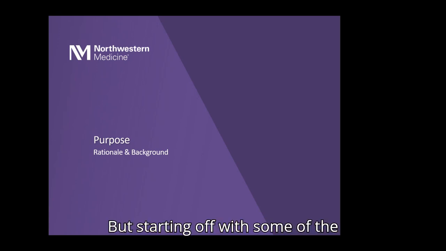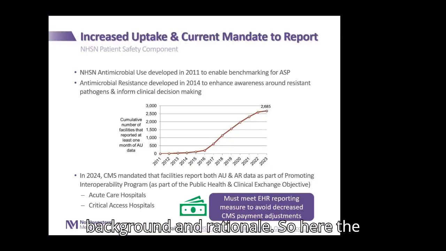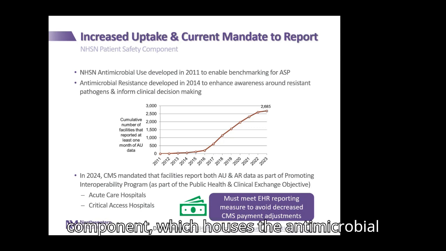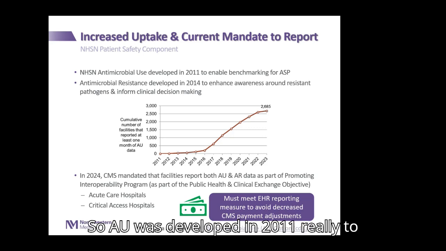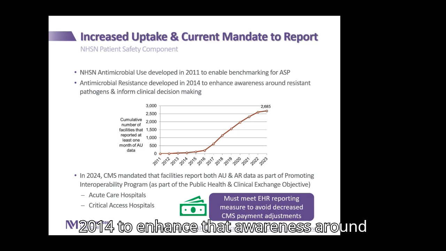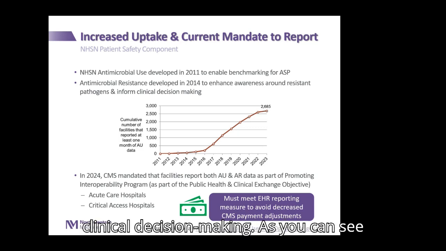But starting off with some of the background and rationale. So here, the NHSN is part of the patient safety component, which houses the antimicrobial use and antimicrobial resistance modules. So AU was developed in 2011, really to enable benchmarking for stewardship. AR was developed a few years later in 2014 to enhance that awareness around resistant pathogens and really optimize clinical decision making.